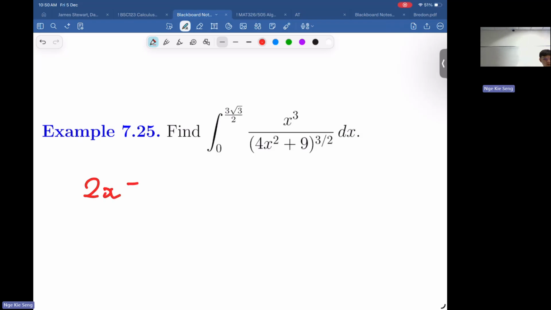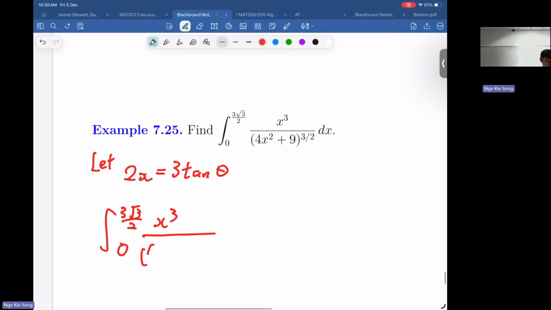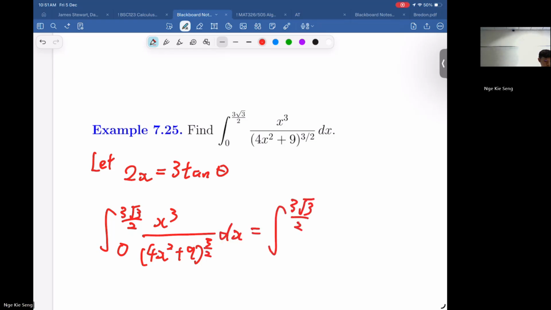So actually, you need to set 2x equals 3 tangent theta. Because you're going to see this integral here as 4x squared is 9, 3 over 2 dx, which is sec cubed over (2x) squared plus 3 squared, like that.